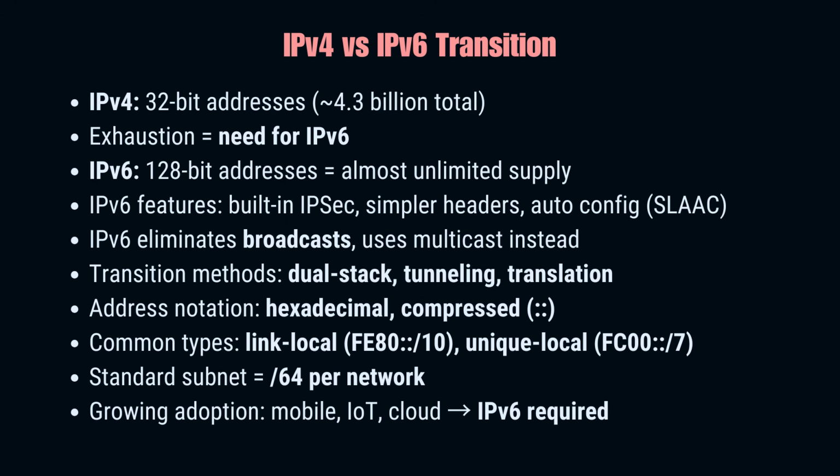The transition from IPv4 to IPv6 represents a significant network layer evolution driven by address exhaustion and enhanced features. IPv4 uses 32-bit addresses, providing approximately 4.3 billion addresses, which seemed unlimited initially but proved insufficient for global internet growth. IPv6 employs 128-bit addressing, offering virtually unlimited addressing space. It has built-in security features with IPsec, simplified header format for improved processing efficiency, and automatic address configuration capabilities.